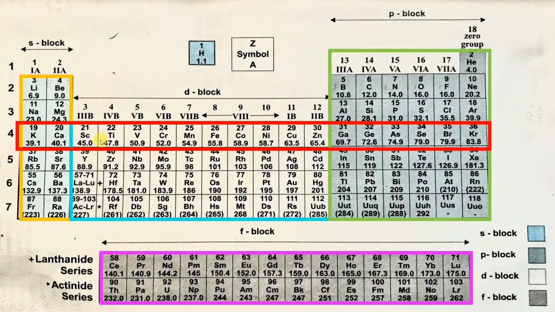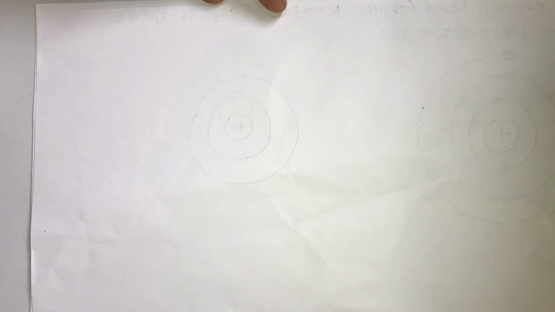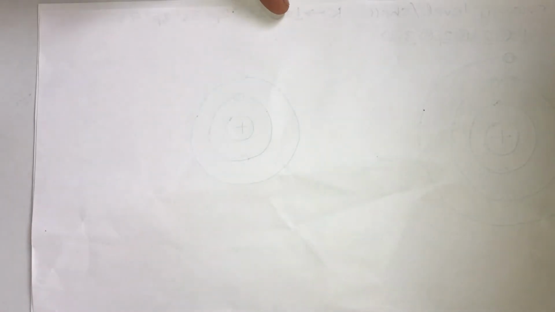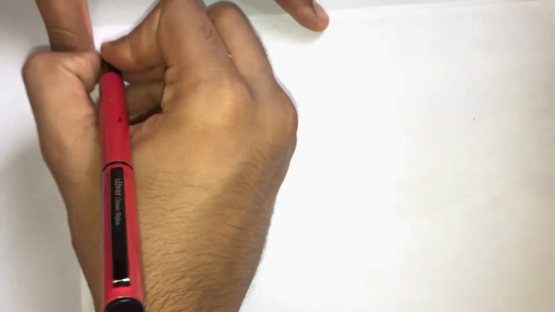Okay, so as we all know, in this fourth period, potassium and calcium are present inside the S block elements, whereas the elements starting from scandium to zinc are present in the D block, and the elements starting from gallium to krypton are present in the P block elements. Okay, so first of all, we are going to understand the change in the atomic radii for S block elements present in the fourth period.